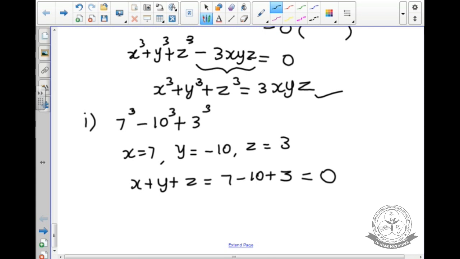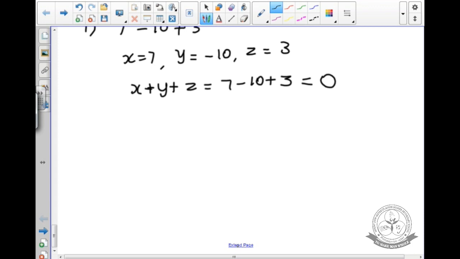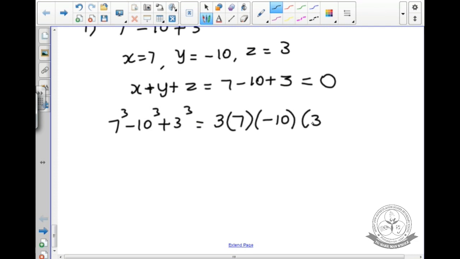Now we can use this identity. The question is 7 cube minus 10 cube plus 3 cube. So we can use directly the formula a cube plus b cube plus c cube is equal to 3abc. That means 3 into abc, here x, y, z. So x is equal to 7 and y is equal to minus 10 and z is equal to 3.